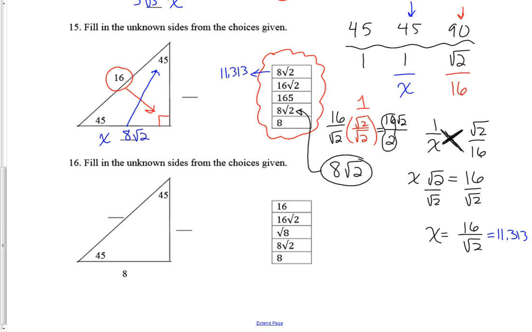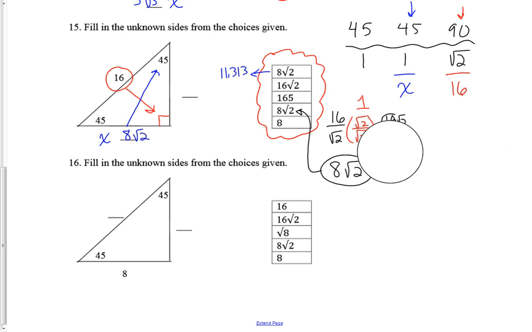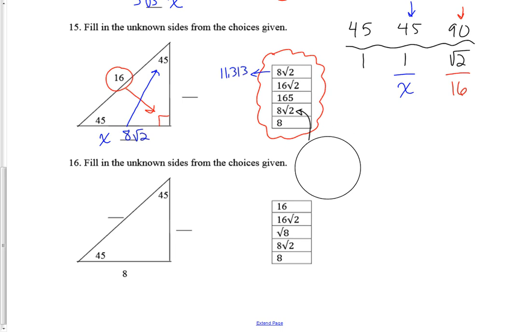Now at this point we have two options to solve for the other missing value. If you recognize that you have a 45, 45, 90 triangle, which is also the same as having an isosceles right triangle, then we know that two sides are equal. And if you recognize that, then you know that this is also 8 square root 2. And you'll notice there's two 8 square root 2's in our answer bank.